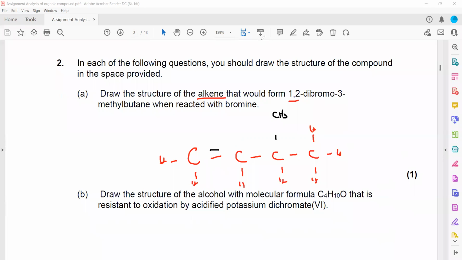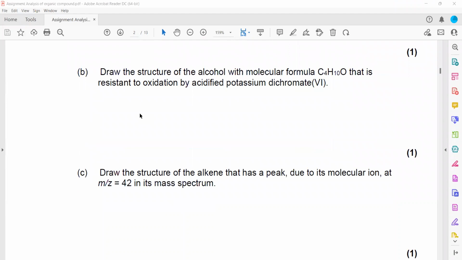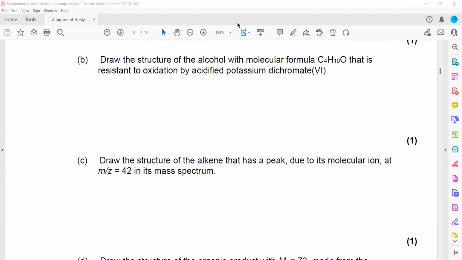Then the next one, draw the structure of an alcohol with molecular formula C4H10O that resists oxidation by acidified potassium dichromate. Means we have to draw a tertiary alcohol, because a tertiary alcohol cannot be oxidized. Primary can be oxidized to aldehyde, then further oxidation to carboxylic acid. Secondary can oxidize to ketone, and tertiary cannot be. With a molecular formula of C4H10O, we have to draw basically a tertiary alcohol.